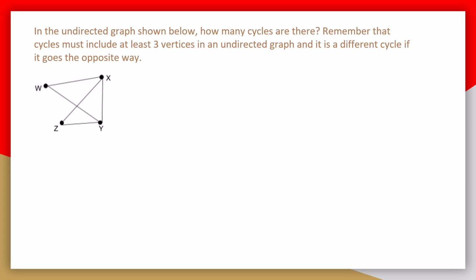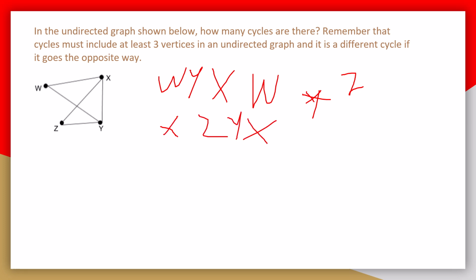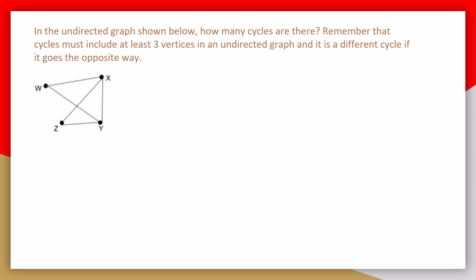So there's W, Y, X, W. So it goes W, Y to X, back to W. And this will be multiplied by 2 because it can go the opposite way. So this is 2. And then there's no others of length 3 that start with W. So we can start with X: X, Z, Y, X is another 2. So you add another 2 here. So now we have 4, and there's no others of length 3, so now we need to think of longer ones.